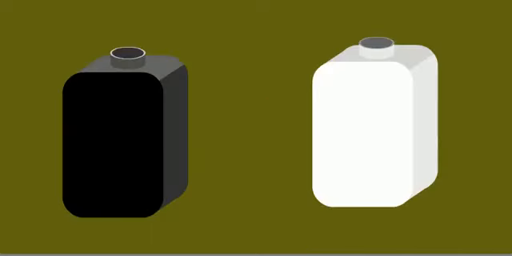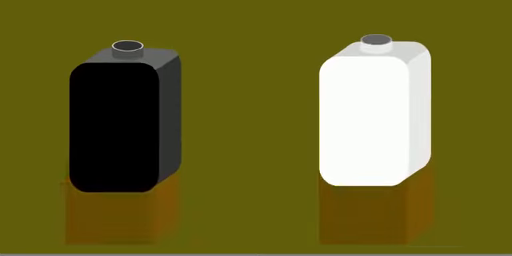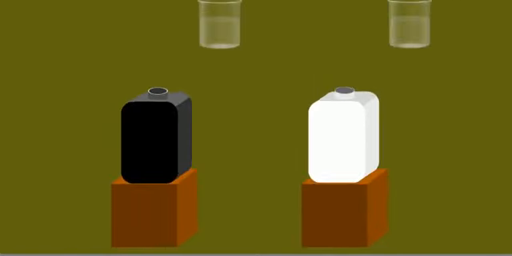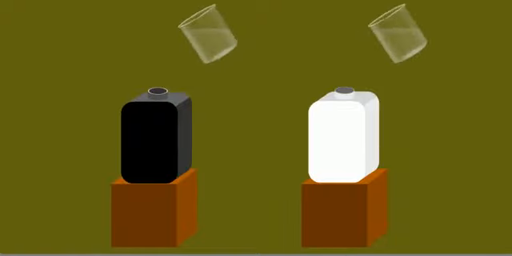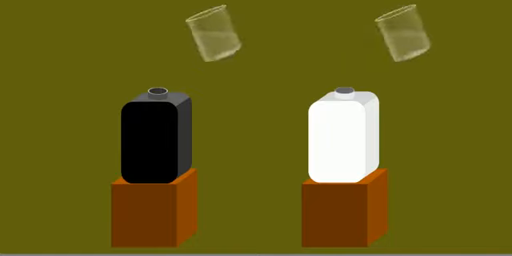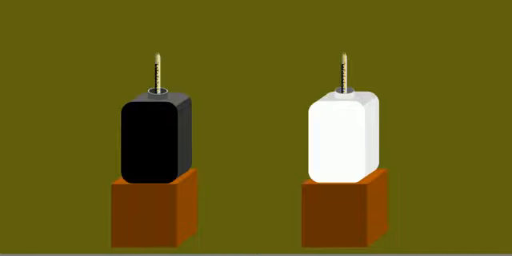Absorbers of heat radiations. We take a black painted tin can and a white tin can of the same size and place them on two wooden blocks separately. Pour equal amounts of water in both the tin cans and fix thermometers in them with the help of rubber corks. The initial temperatures of water in both the tin cans are noted. Their initial temperatures will be exactly equal.